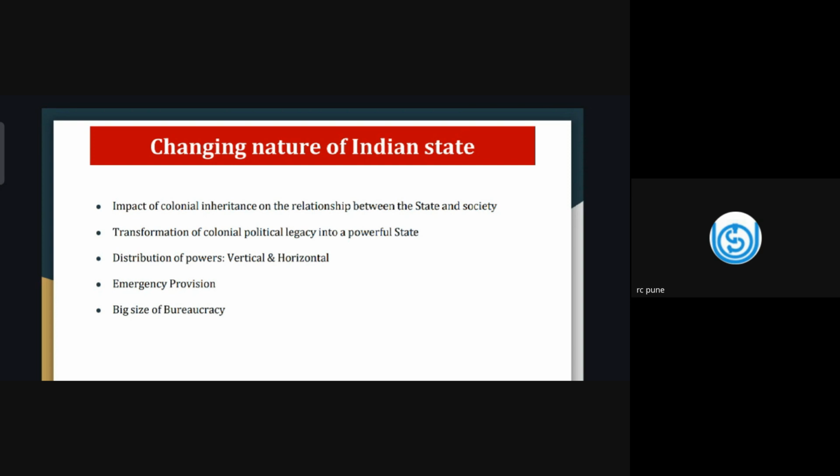Legislature will have law making power. The executive branch will have the power to implement or execute the laws, and the judiciary will ensure that all the actions are taken as per the constitution.